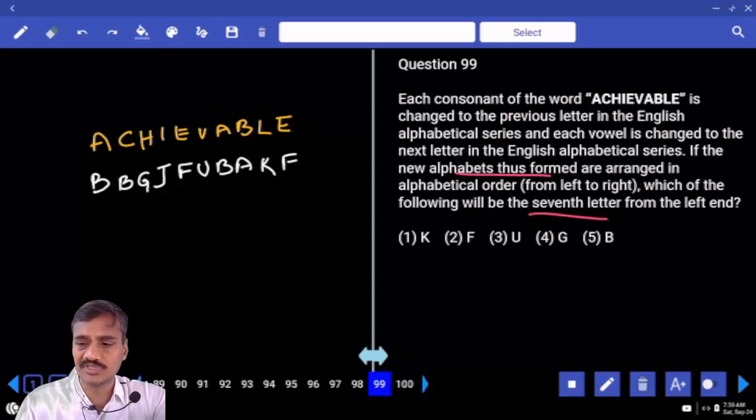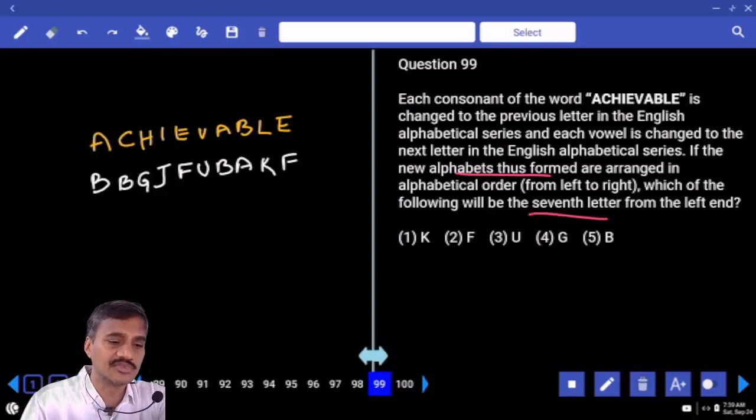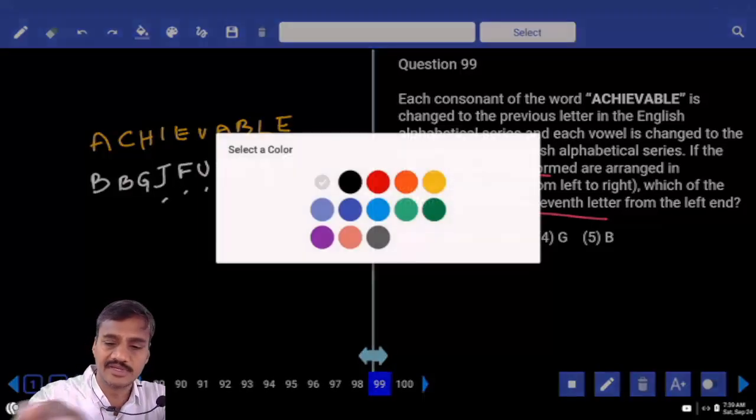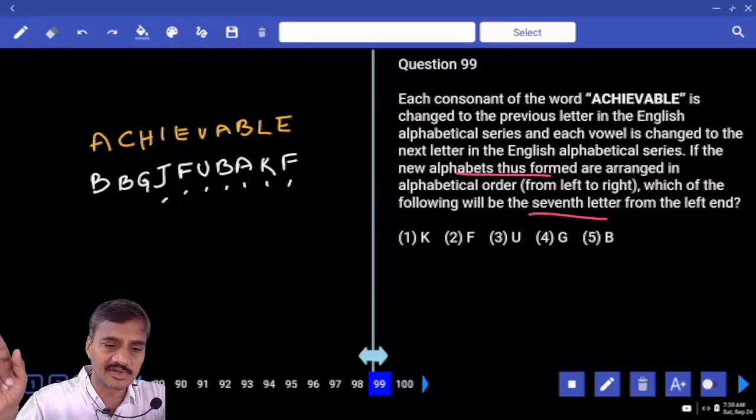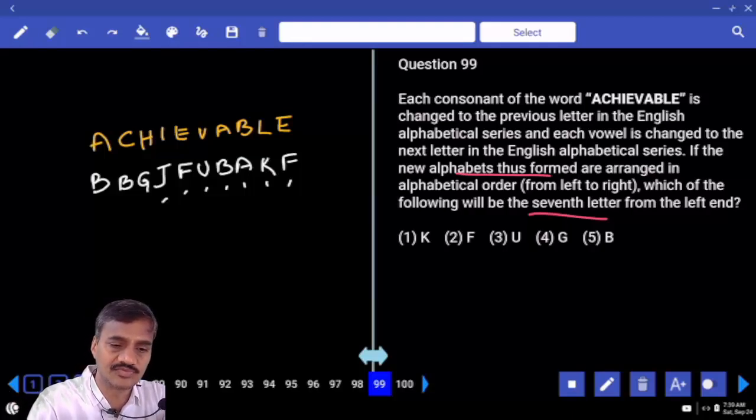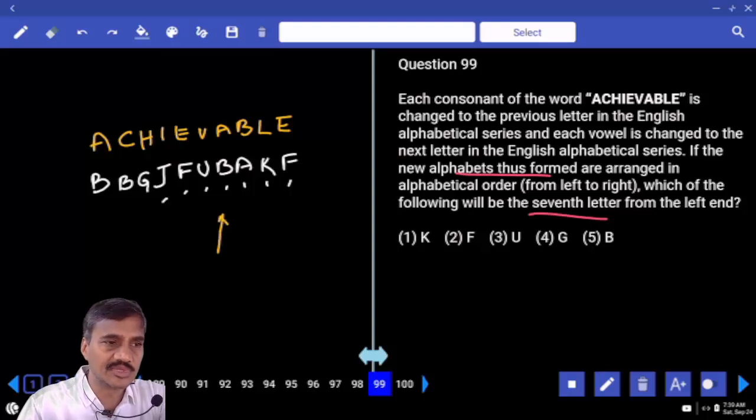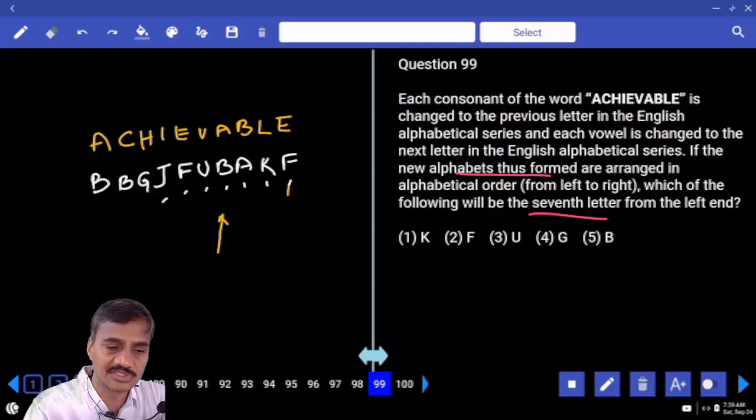Which of the following will be the seventh letter from the left hand, unknown. Seventh from the left hand, there are 4, 5, 6, 7, 8, 9, 10. And 10 means, what should we write? Since it is alphabetical order, in reverse what should it become? And seventh letter 1, 2, 3, 4, 5, 6, 7, the element that is coming at the fourth position from the right. Fourth position from the right, what should come? Highest will be U, right? After U, what comes next? K.